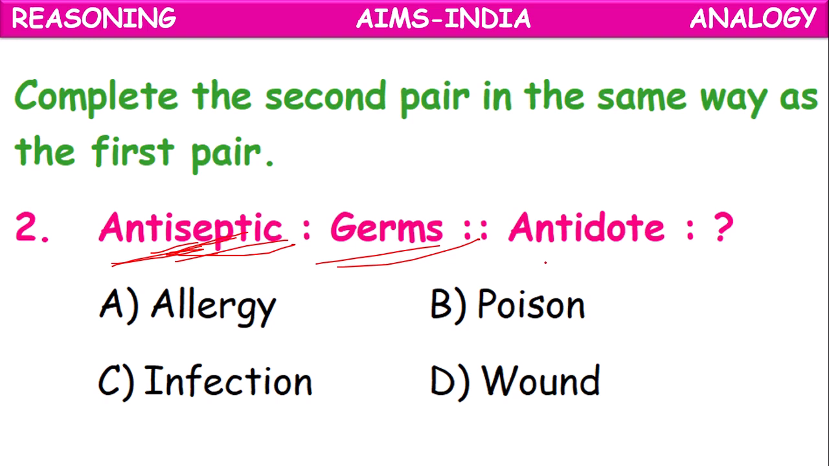Next one. So here, antiseptic. Why we take antiseptic? To kill the germs. So here, why we use antidote, what is the meaning of antidote here, children? Have you listened that word, antidote? One minute, children.